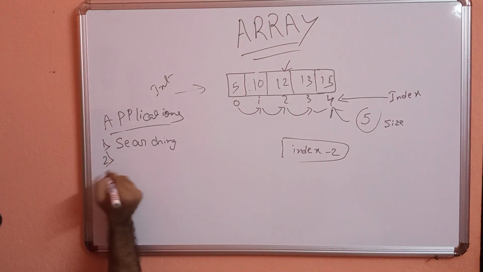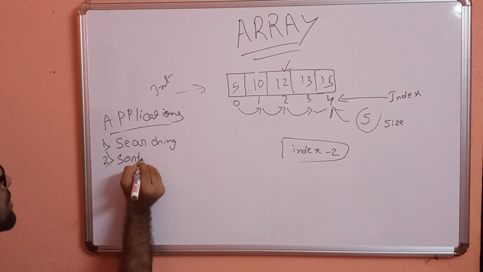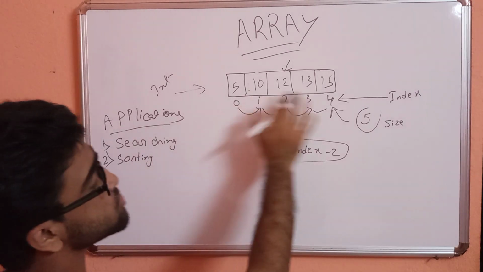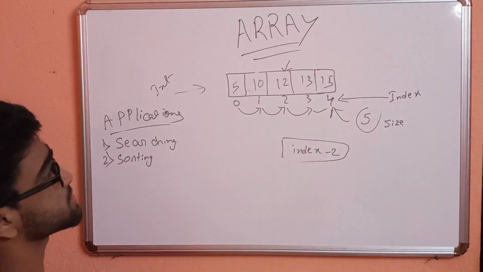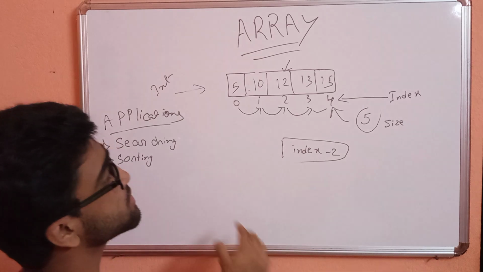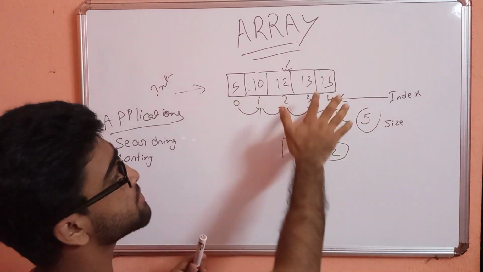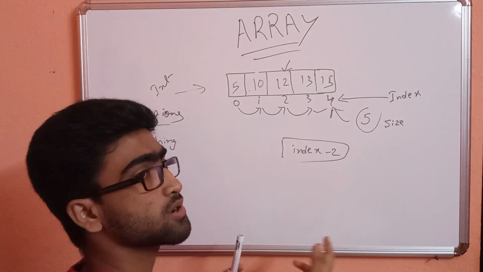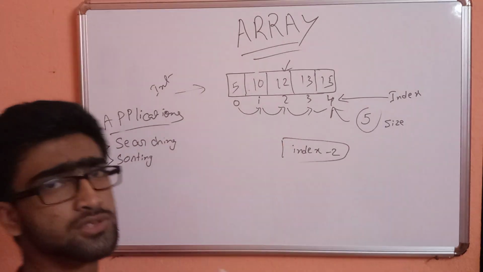Number two application, sorting. We can use an array for different sorting purposes. What is sorting? We can arrange the elements in either descending or ascending order based on different sorting methods.